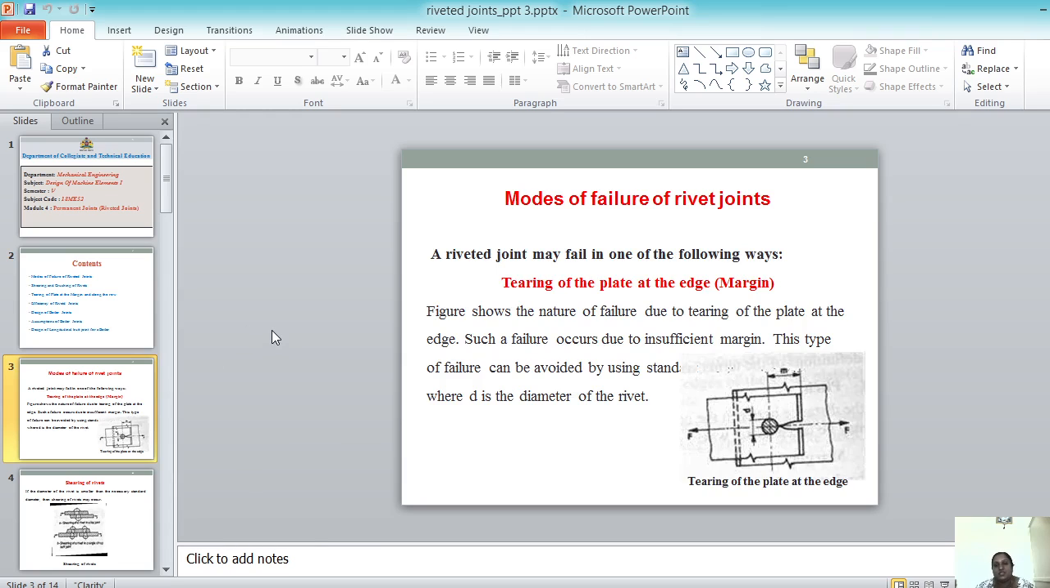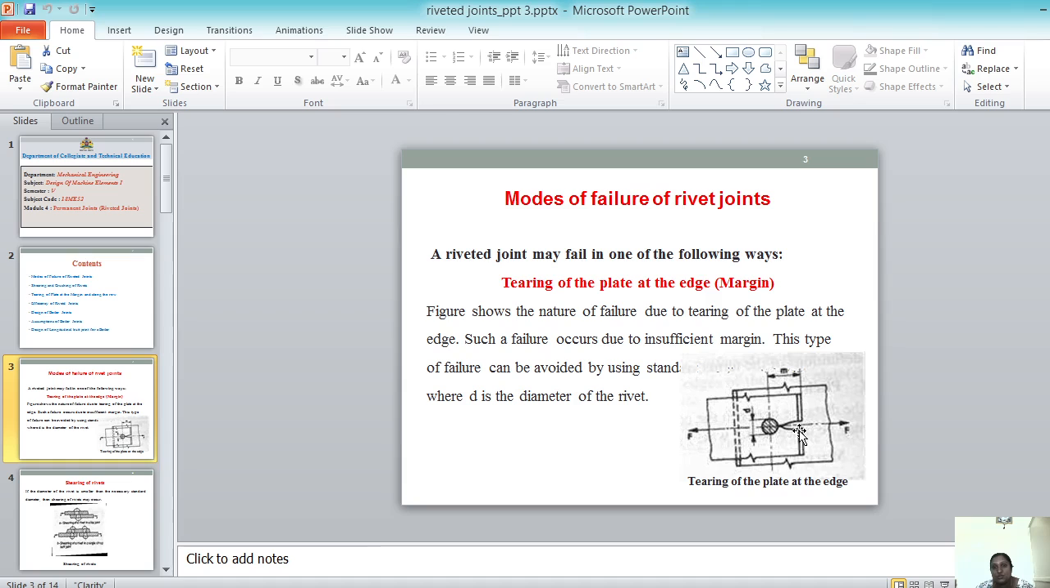Modes of failure of riveted joints. A riveted joint may fail in one or more ways. This particular sketch shows tearing of the plate at the edge. Concentrate on this edge line; the hole shown is the rivet hole. There are two plates, riveting has been done, and this is exactly at the end. You can see the tearing of the plate at the edge. The figure shows the failure due to tearing of the plate at the edge.